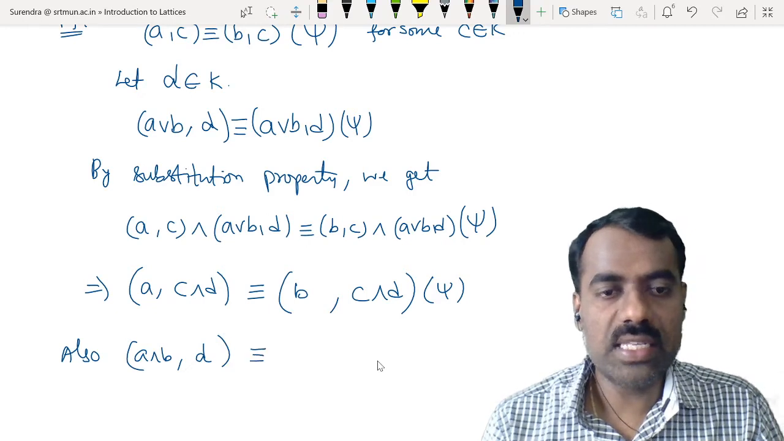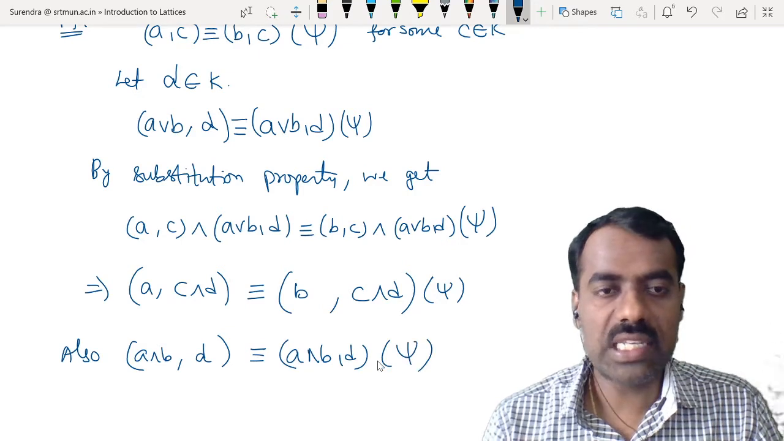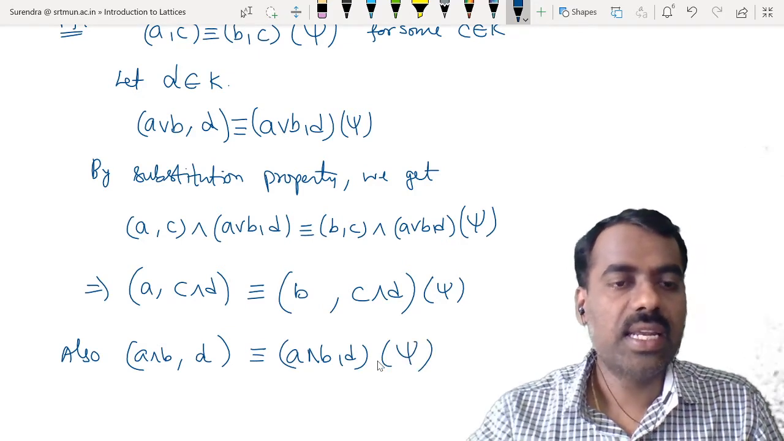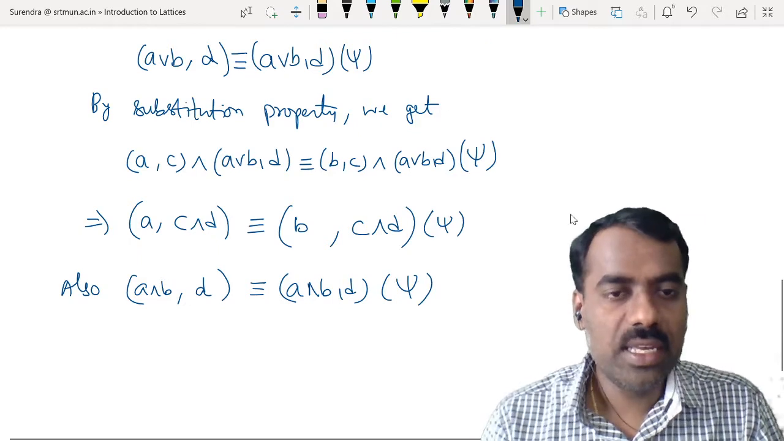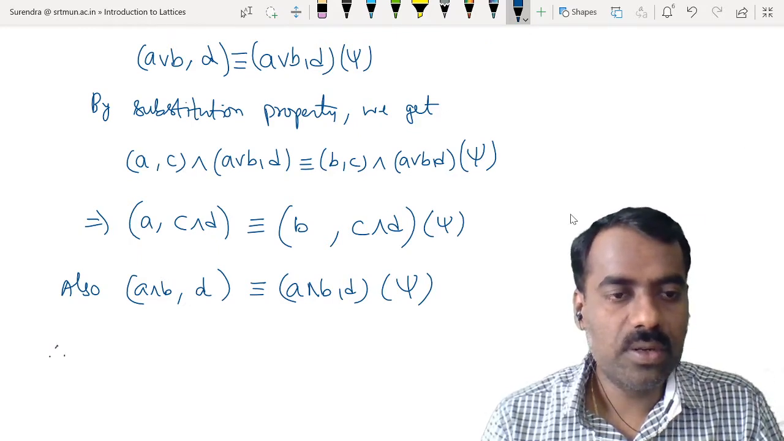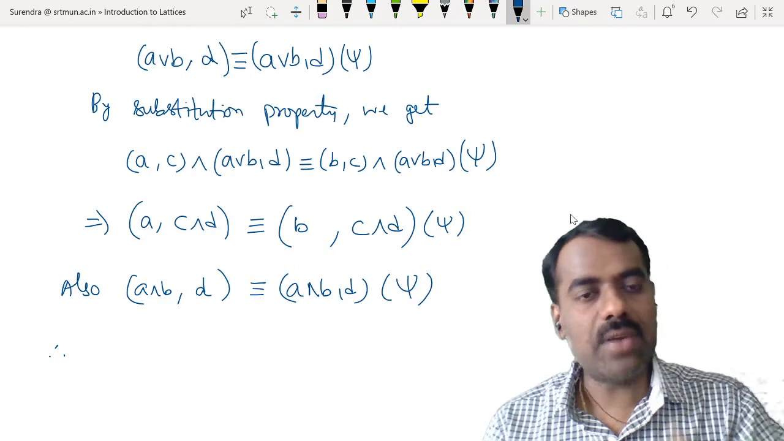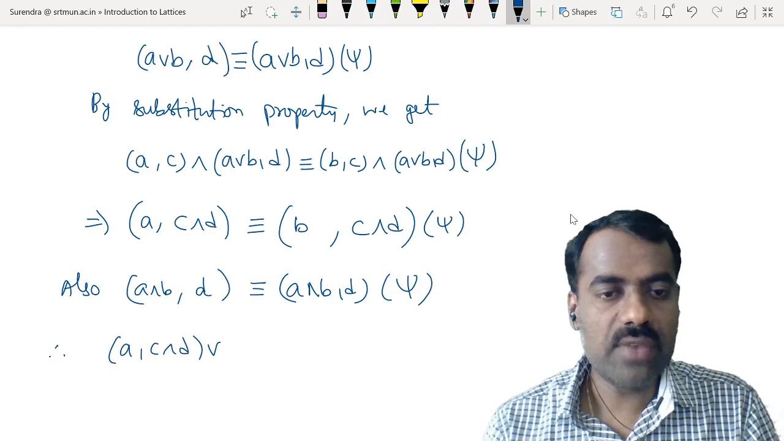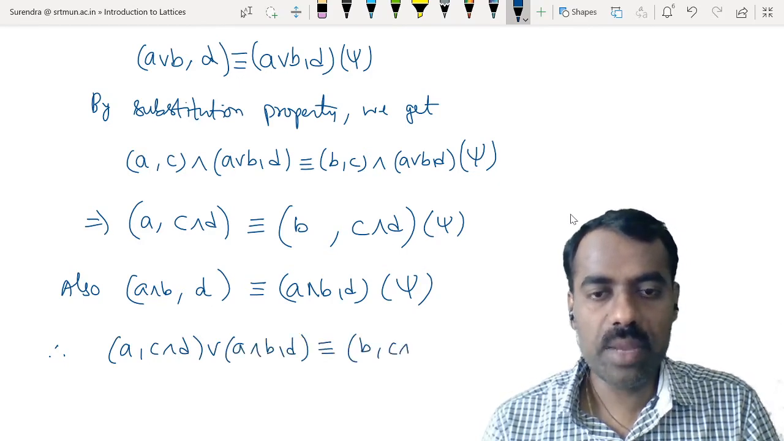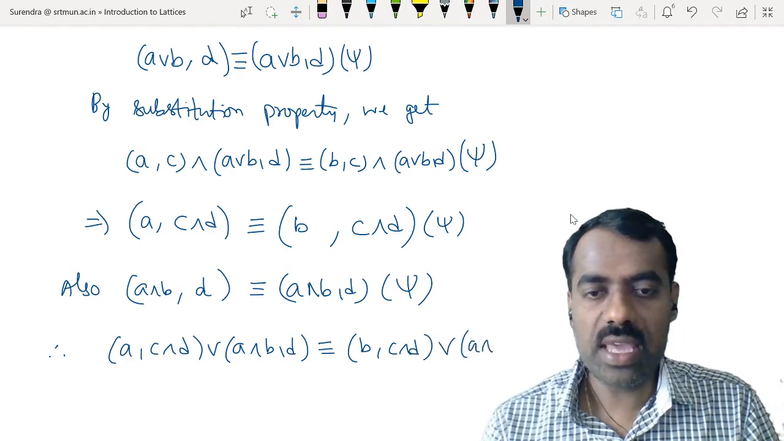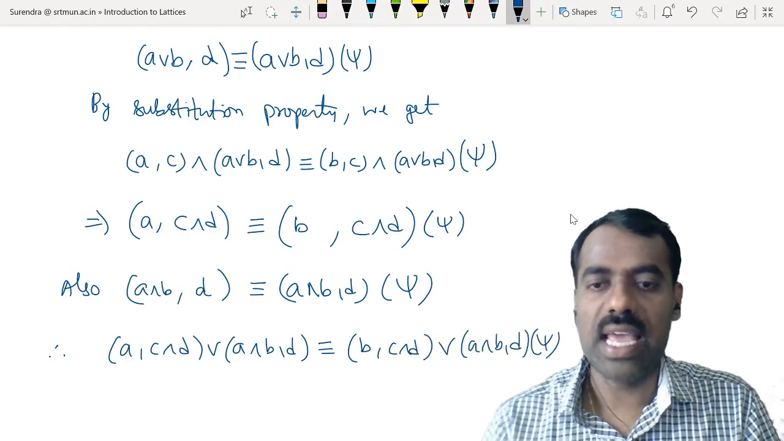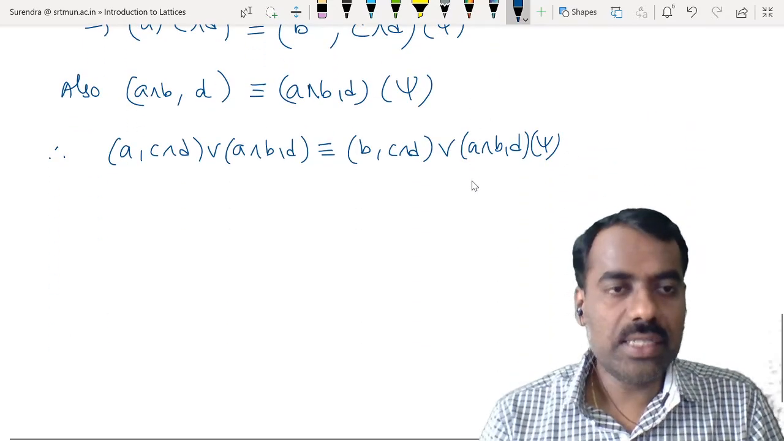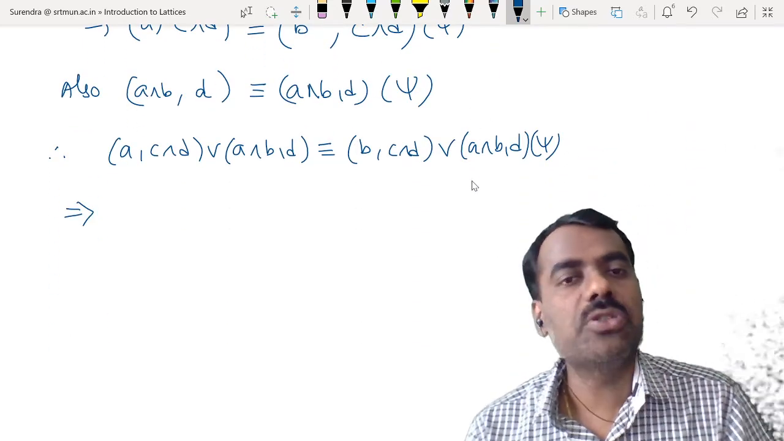This one we know that is congruent to A meet B comma D modulo psi, just like how we have written here, right? So again by substitution property, applying these two, this time I will take join. So if I take A comma C meet D join with A meet B comma D, it is congruent to B comma C meet D join with A meet B comma D modulo psi, right? But what is this one? We have applied substitution property two times, that's all.